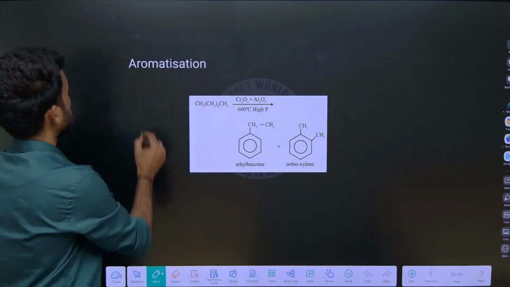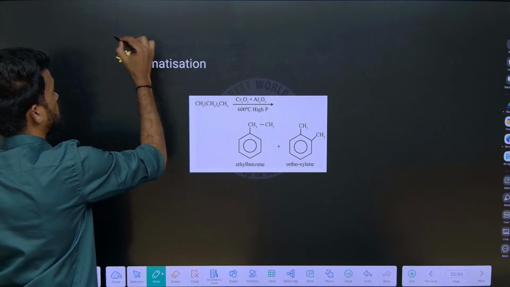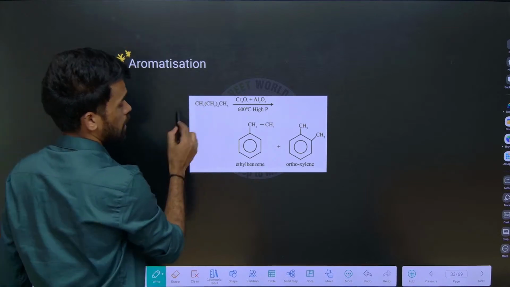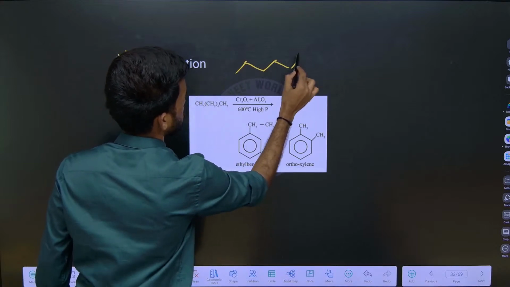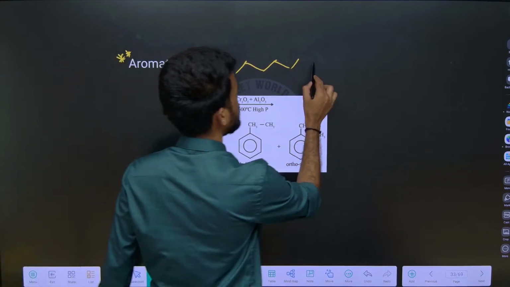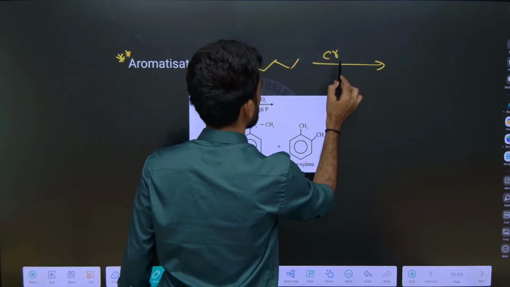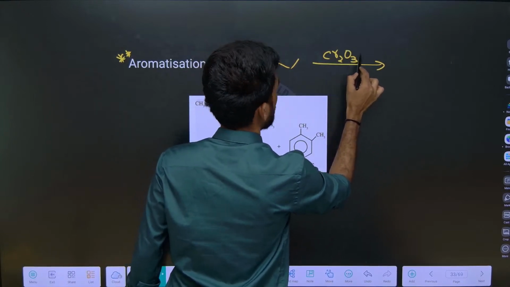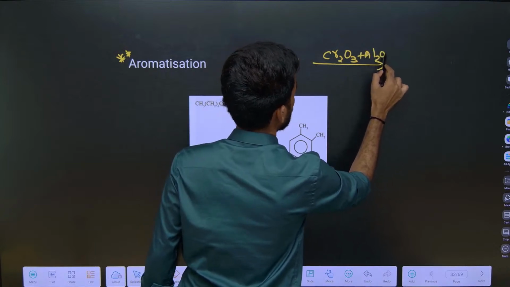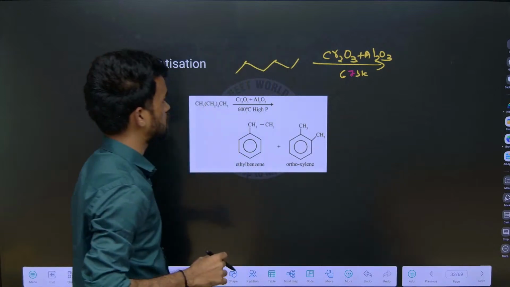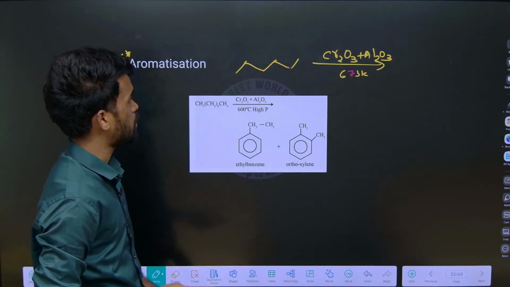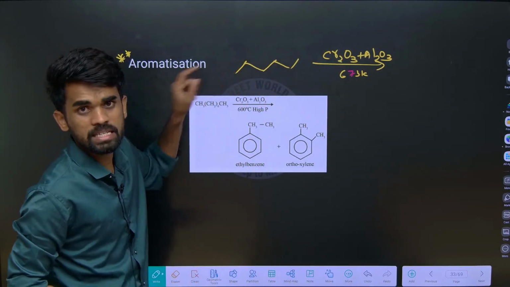Okay, next, this is an important one again, aromatization. When we have hexane, 1, 2, 3, 4, 5, 6, hexane, upon treating with chromium oxide and aluminium oxide, at 673 Kelvin to 773 Kelvin and high pressure, what happens is, how many carbons are there? 6 carbons are there, no?